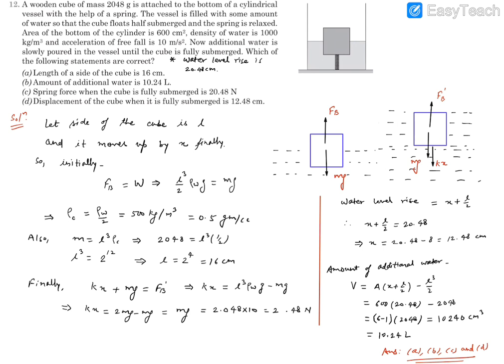And we know we have understood this L cube into density of water into G is 2 mg. So we use this thing, so it becomes 2 mg minus mg, which is basically mg. So it gives us that the force of a spring is equal to mass into g. If we write mass in kg, it becomes 2.048, and into g, which is 10. So answer comes out to be 2.48 Newton.